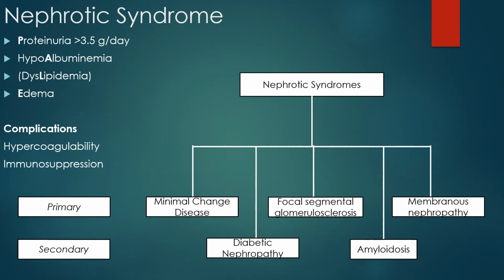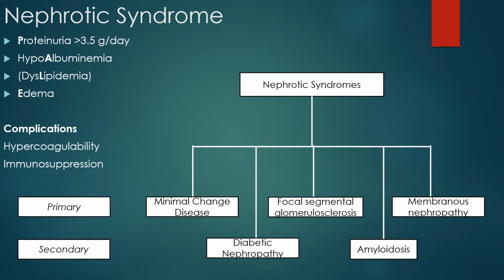Let's now talk about one of the big categories of glomerular diseases, nephrotic syndrome. Nephrotic syndrome is characterized by high-grade proteinuria due to glomerular damage, primarily on the epithelial side of the GBM. I use the acronym PALE to remember the diagnostic criteria. The P stands for proteinuria of greater than 3.5 grams per day, A for hypoalbuminemia, L for dyslipidemia, and E for edema.